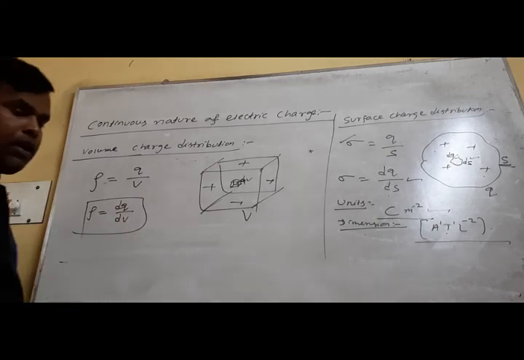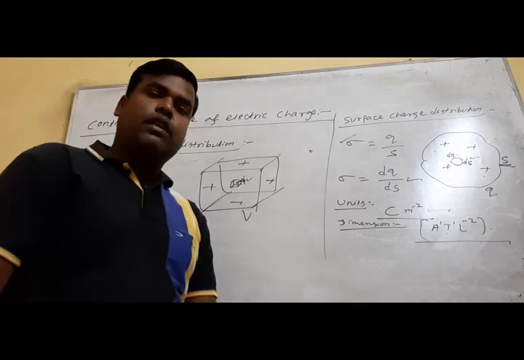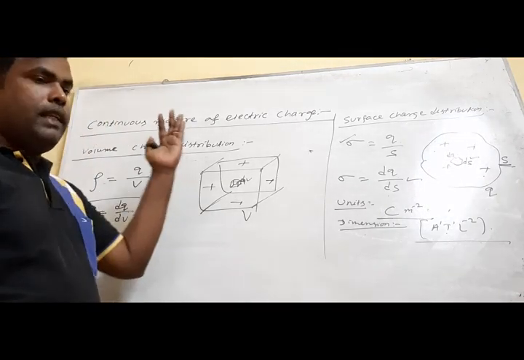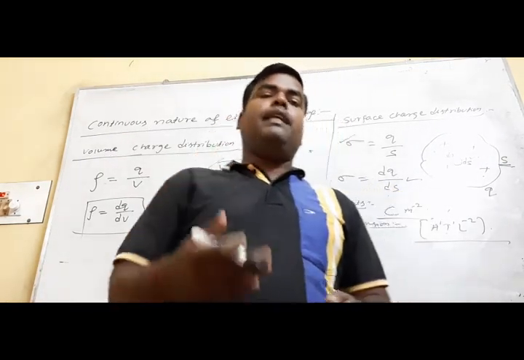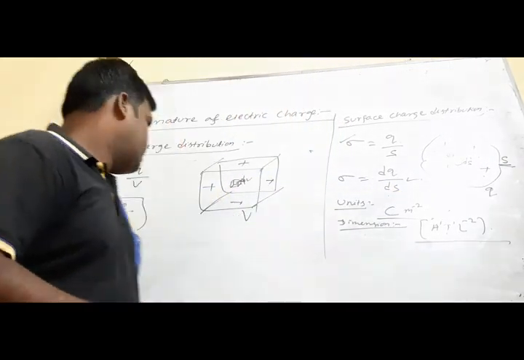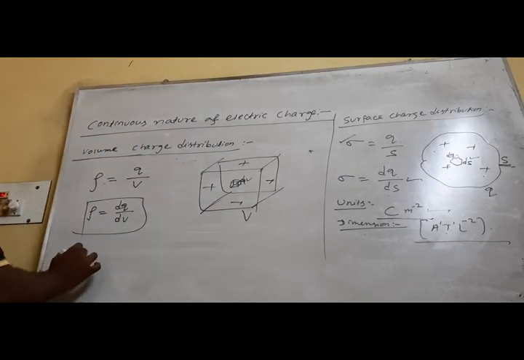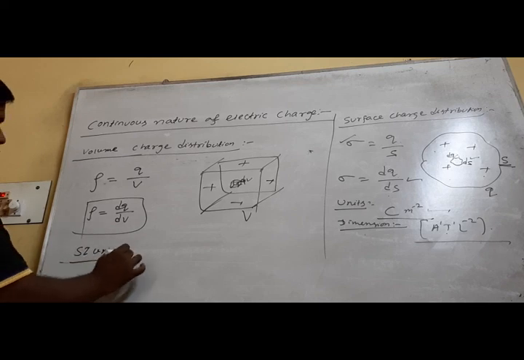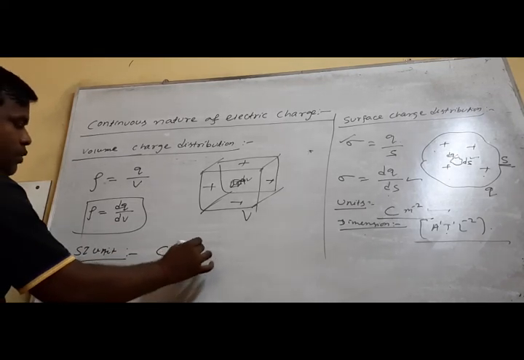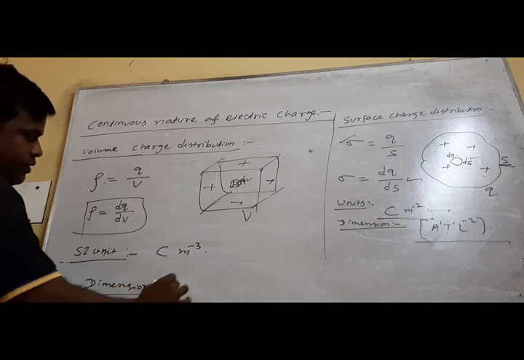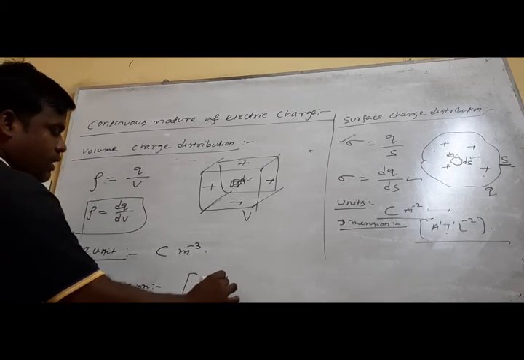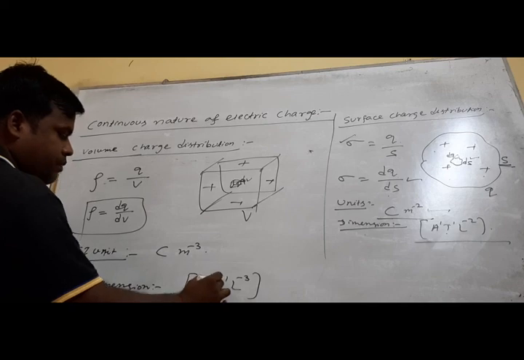So you remember, for non-uniform distribution, the density, whether that is linear charge density or surface charge density or volume charge density, varies from point to point. So what is the unit? The SI unit, as discussed before, will be coulomb meter to the power minus 3, and the dimension is A1 T1 L to the power minus 3.